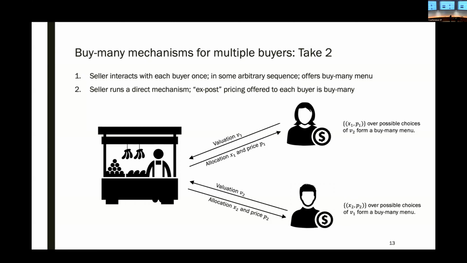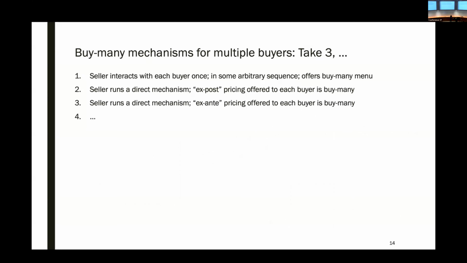Okay. Now, these two are very different ways of extending a single buyer buy-many mechanism to multiple buyers. So these are not all. You could ask the seller to run a direct mechanism where the effective ex ante pricing offered to every buyer is a buy-many pricing, and so on. There are different ways that you could extend this, and these are all slightly different. And so you might ask, well, what basis do we have of choosing one versus the other?